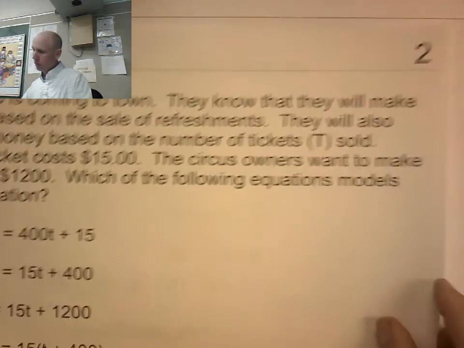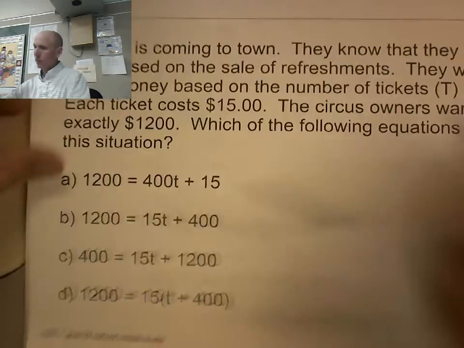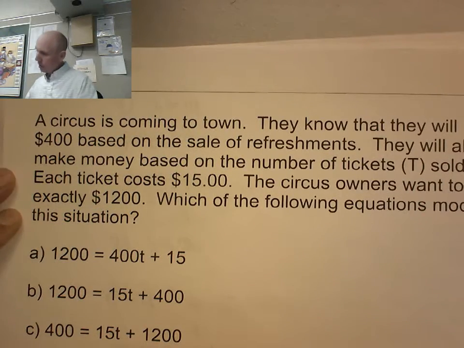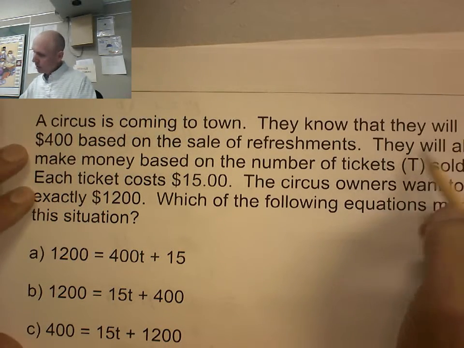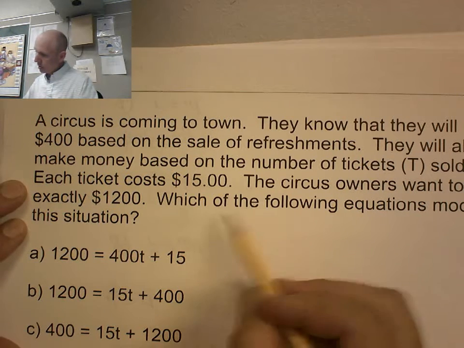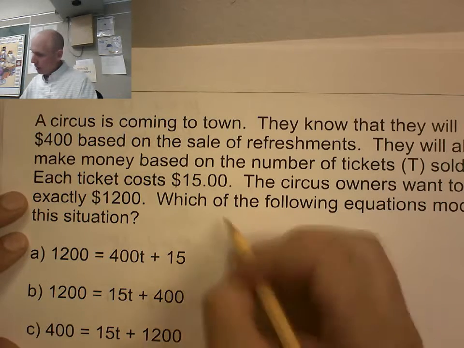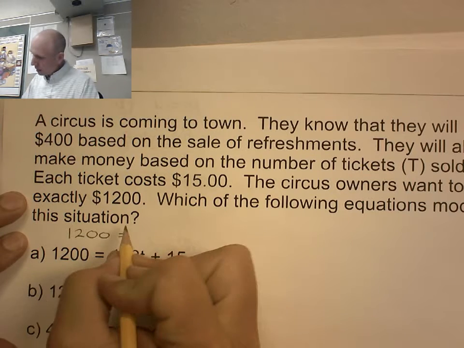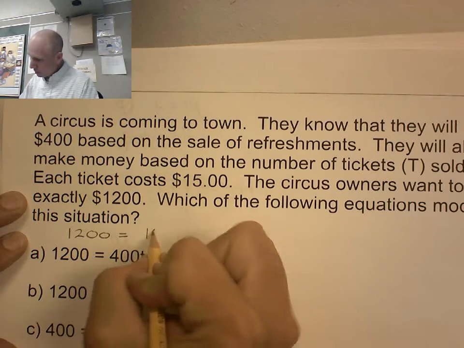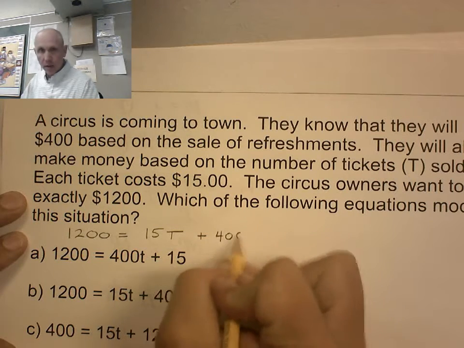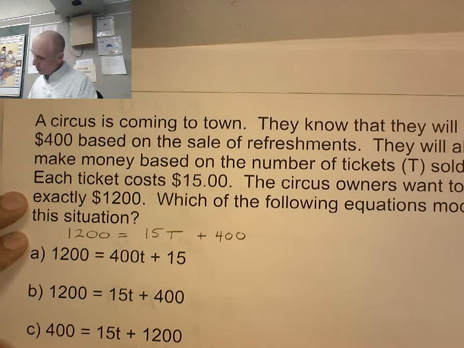The second one, this is number 2. So a circus is coming into town. They know that they will make $400 based on the sale of refreshments. They will also make money based on the number of tickets sold. Each ticket costs $15. They want to make $1,200. I'm going to sell tickets at $15 a piece, and I know I'm going to make $400 just based on the refreshments. So what does that match up with? Looks like this one, B.